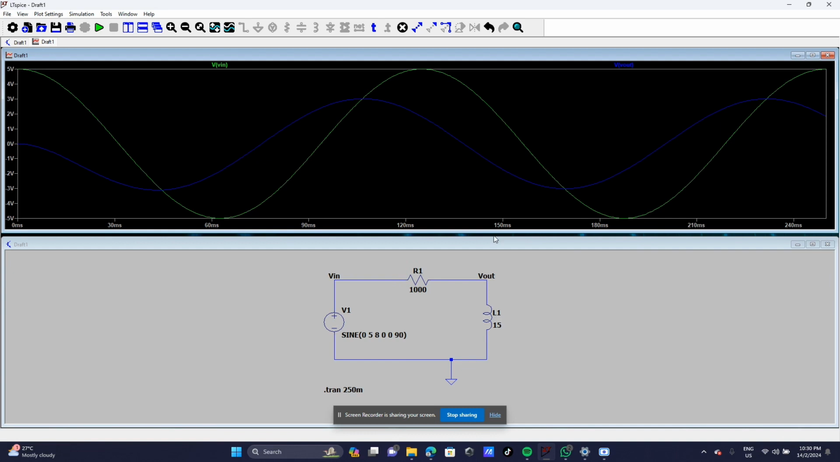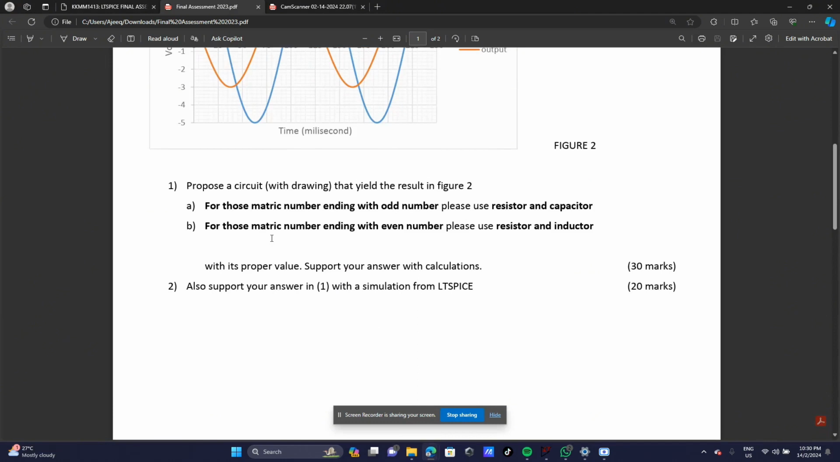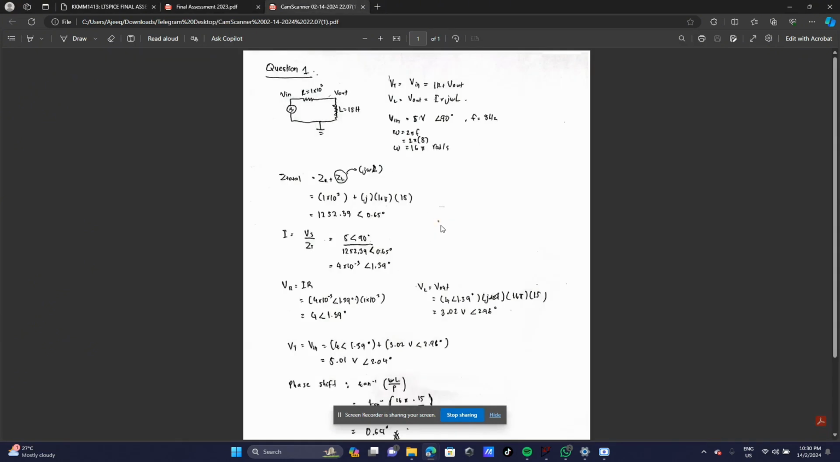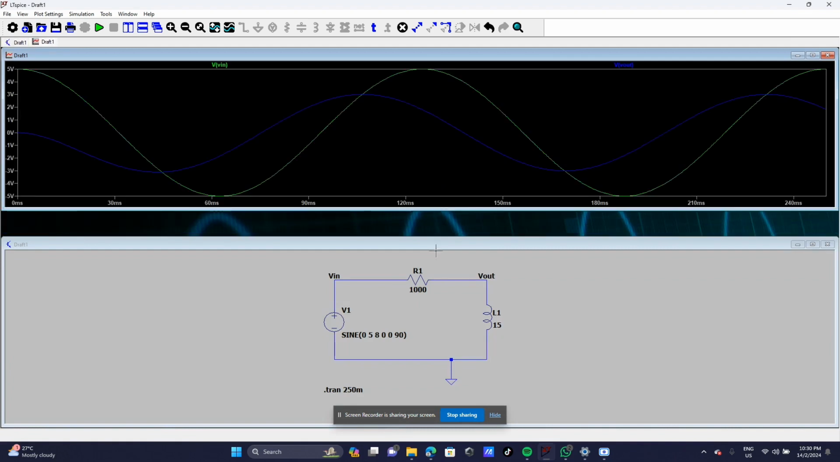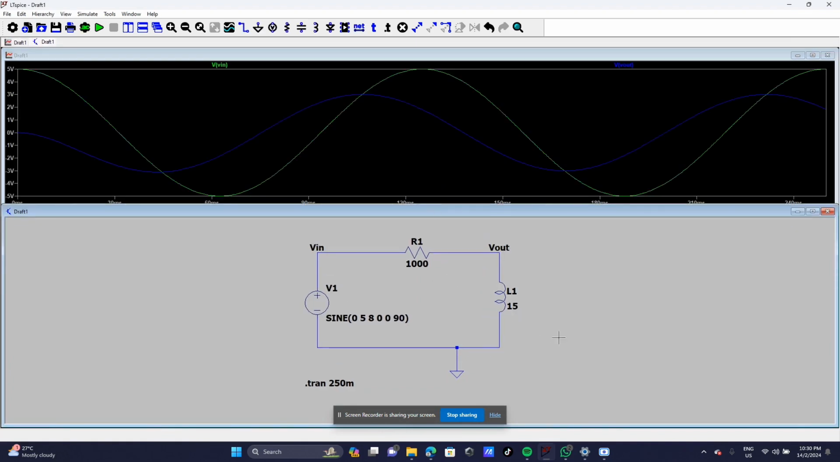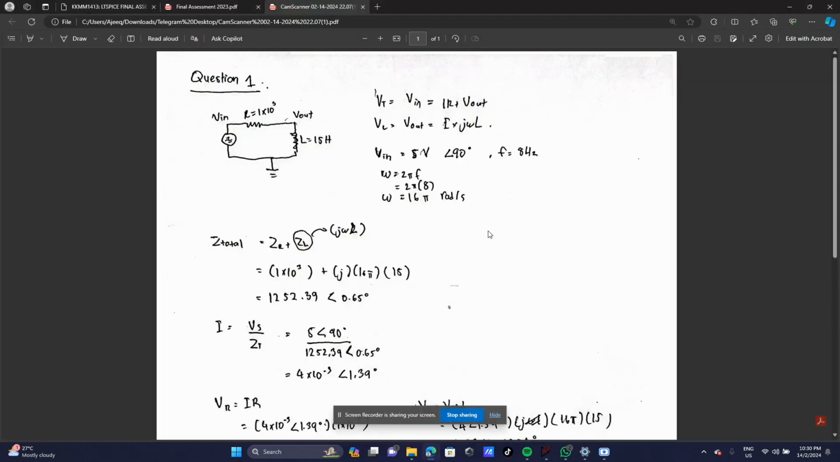Okay, so we're going to move on to the calculations, which is going to answer the "support your answer with calculation" part. So this is my calculation. We have the circuit here that I have drawn. It is a very messy one, I'm so sorry. As we can see, it's almost the same as what I did in the simulation here in LTspice. Identical. Okay, and then we start with the calculation.